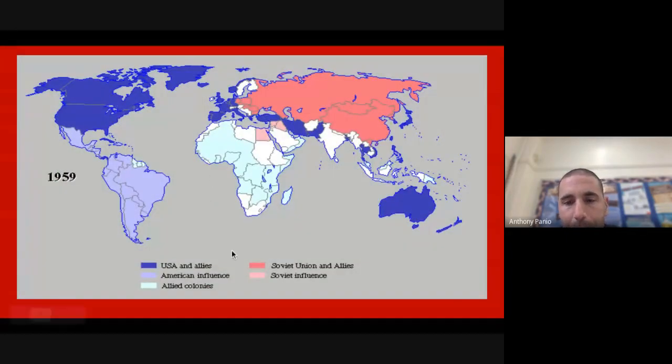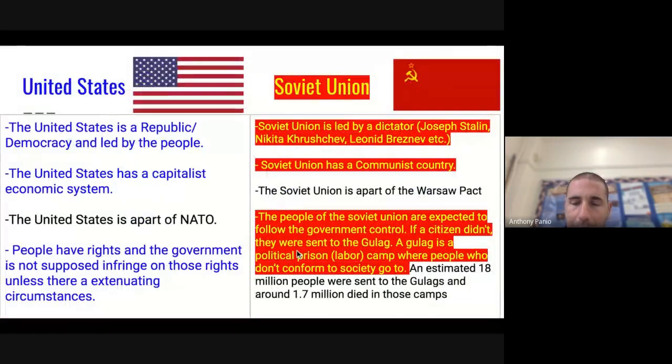All right, then we looked at a map, which we'll go to a little bit later. And then we got into the differences between the United States and the Soviet Union. We should know a lot of these already. America's capitalist and has a democracy and republic. The Soviet Union's more authoritative and is a communist country. And we talked about how people in the United States have rights and the government's not supposed to infringe on those. We have our freedoms. In terms of government control, the Soviet Union will look a lot more like Germany as opposed to the United States. So they have a lot more control. You can't really speak out, and we talked about the gulags.